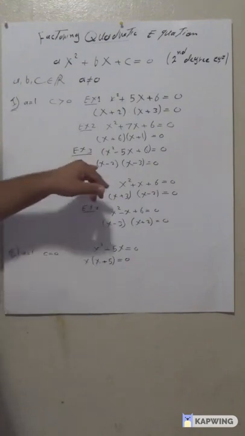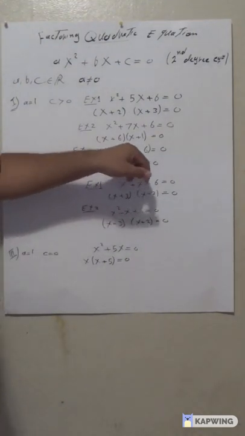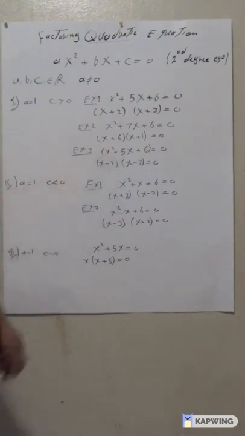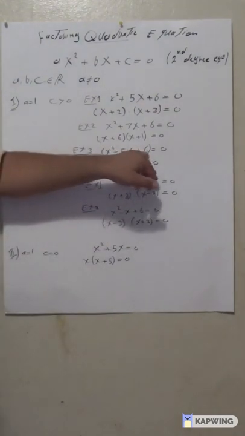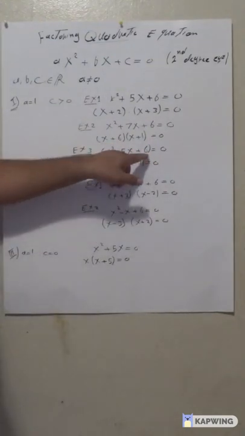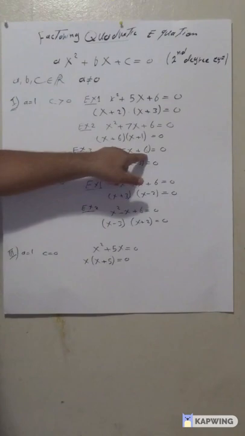Another good example is, if I have x squared negative 5x plus 6, the difference in this example is the middle term is negative. So again, I need two numbers, their multiplication is 6 and their addition is 5. So again, 2 times 3 is 6 and 2 plus 3 is 5.